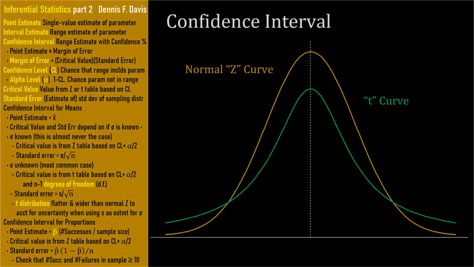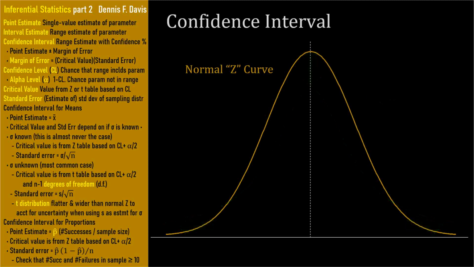It's flatter than a normal curve with less probability density in the middle, but since it's a PDF, it must bound an area of 1. So more probability density is pushed out into the tails. Let me show you very simply why we use the t-distribution.